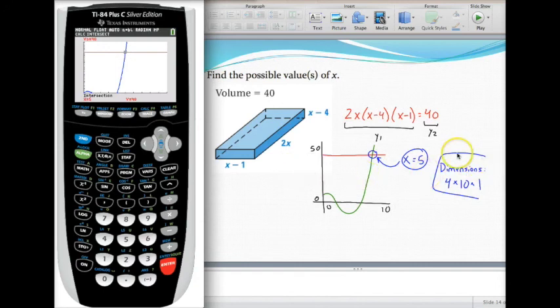I went ahead and also found the dimensions of the box because sometimes they ask about that. And so I plugged in 5 for each of my x values. 5 minus 1 is 4. 5 times 2 is 10, and then 5 minus 4 is 1. And that makes a really easy way to check too. 4 times 10 times 1 is of course 40 for my volume.